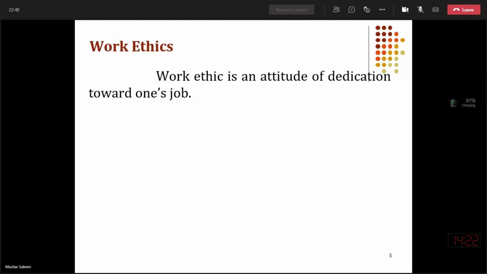And this work ethic is not just about the employee. It's about the employee as well as the organization. So the responsibility of developing good work ethics in an organization lies on both parties, the organization and the employee. And there are certain rules that both parties have to keep in mind in order to develop strong work ethic. We will see those rules in this topic today.